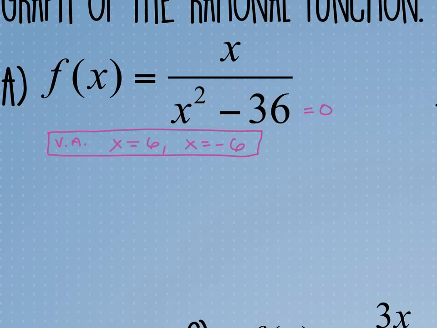Everybody good so far? Horizontal asymptotes, I have to look at the leading or the highest exponent on the top and the bottom. So what's the highest exponent in my numerator? 1. How about my denominator? 2. So if you look back on what we just said, what happens when the degree in the top is less than the one in the bottom? 0. So y equals 0 is my horizontal asymptote.